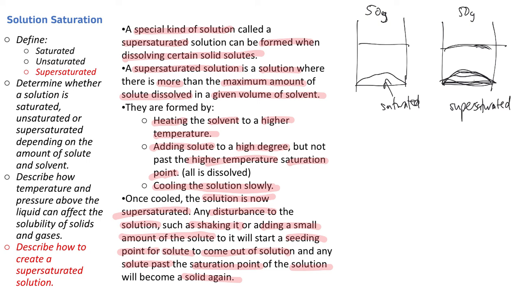Not all ionic substances, or not all solids, can make supersaturated solutions. Only certain ones can, and you have to be generally quite careful with them. They have limited applications, but that's how you make them.